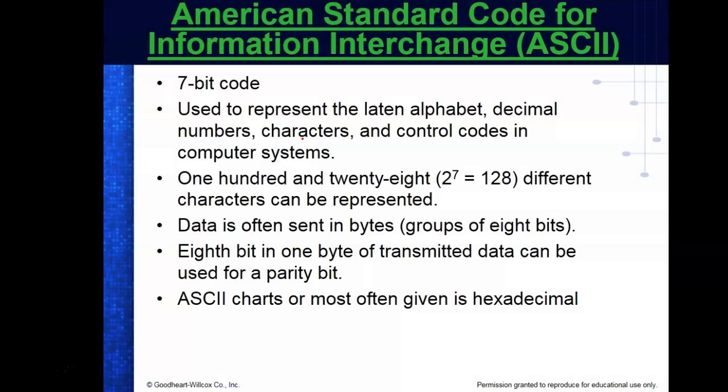So it's a 7-bit code used to represent letters, the Latin alphabet, decimal numbers, characters, and control codes in a computer system. 128, or 2 to the 7th, different combinations. Data is often sent in bytes, which are groups of 8 bits, and the 8th bit in 1 byte of transmitted data can be used for a parity bit. We'll talk about that.